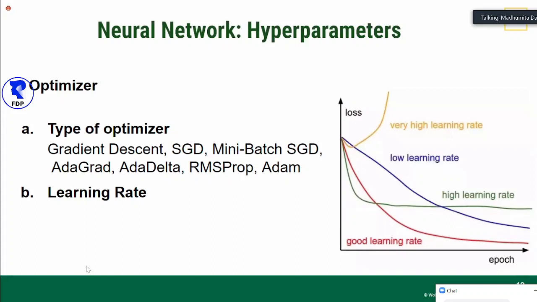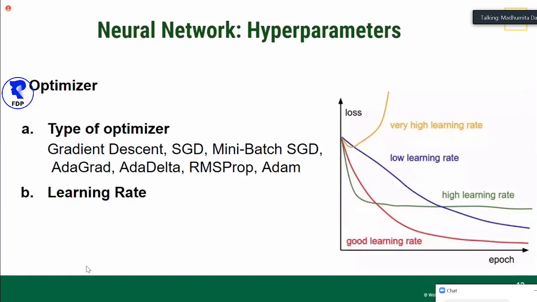If you have a very high learning rate, there is a good chance you will miss the minima. If you have a very low learning rate, you wouldn't know how many times you have to go back and forth, doing forward and back propagation, before you could reach the minima of the loss function. So a good learning rate should not be very low and shouldn't be very high.